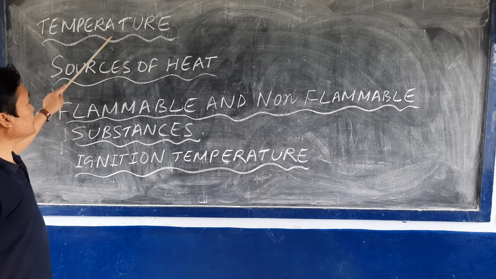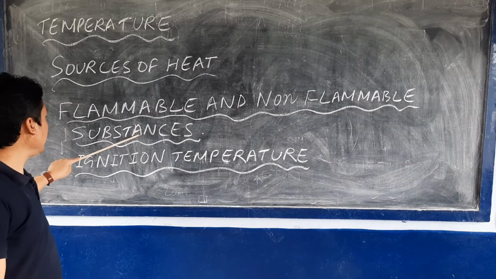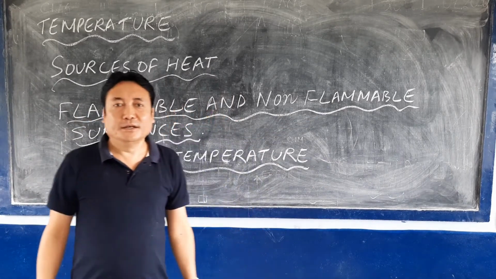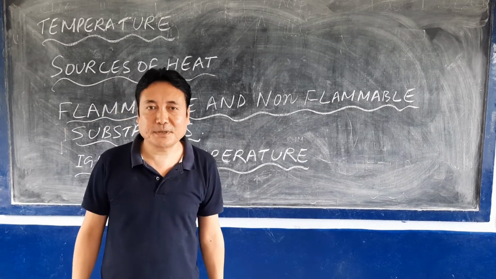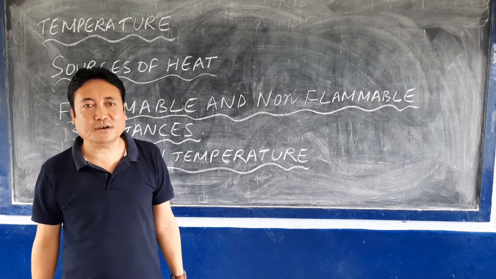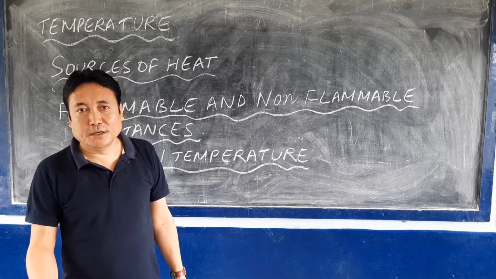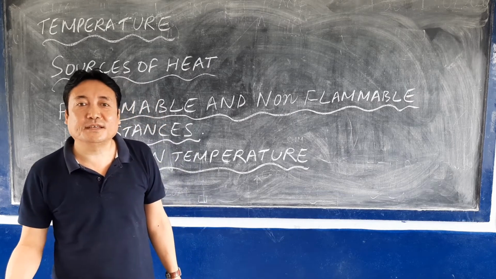Source of heat, temperature, flammable and non-flammable substances, and ignition temperature. These things we will discuss today. Now, the first one I already discussed in the previous class: temperature. It is the degree of hotness and coldness of a body. That means the temperature of a body increases with the increase of heat.